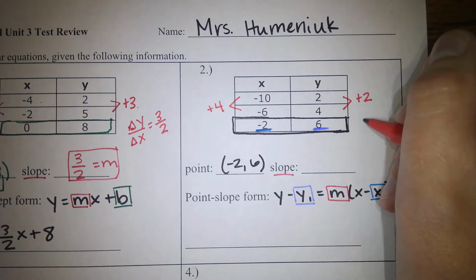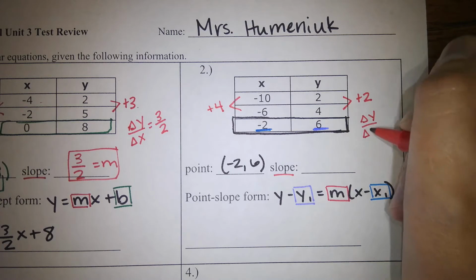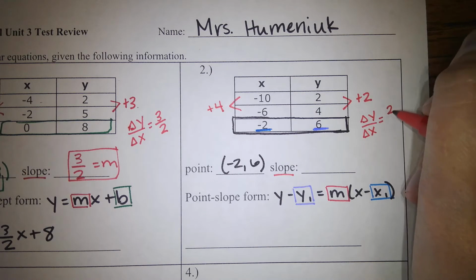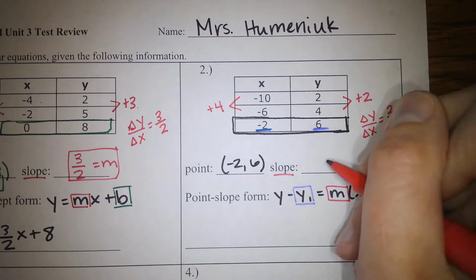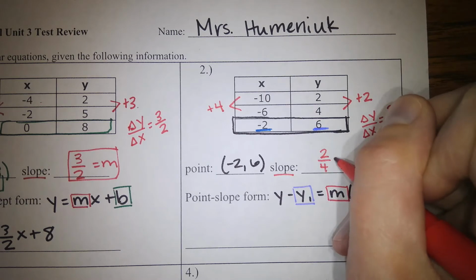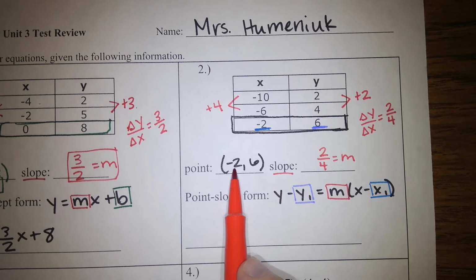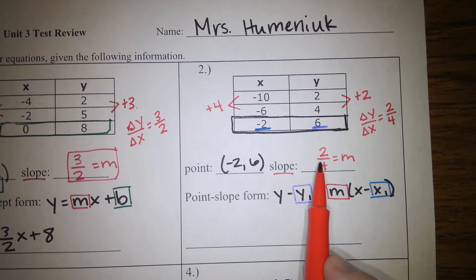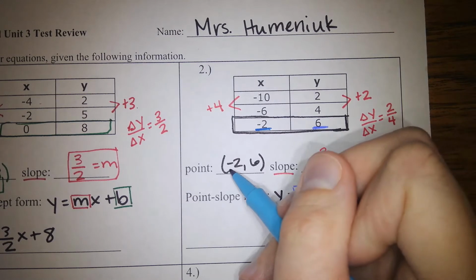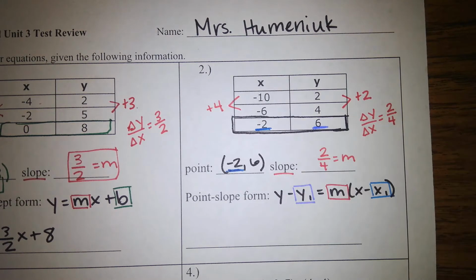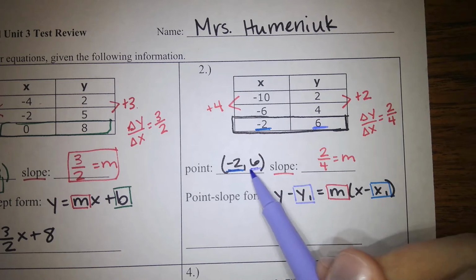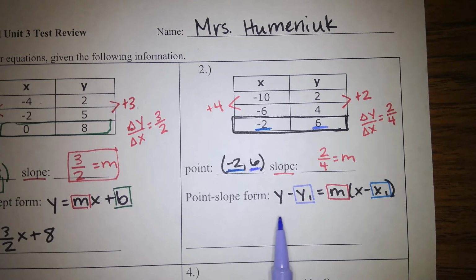And then, so that means our change in y over our change in x is going to be 2/4. So that means our slope is 2/4. So now that we have a point and we have a slope, we can go ahead and write this out in point-slope form. Now, what I want you to see is our point: we have an x point at -2 and a y point at 6. So we're going to plug this into our point-slope equation.